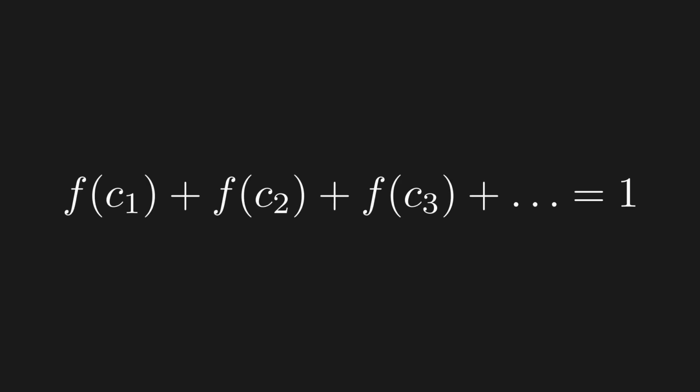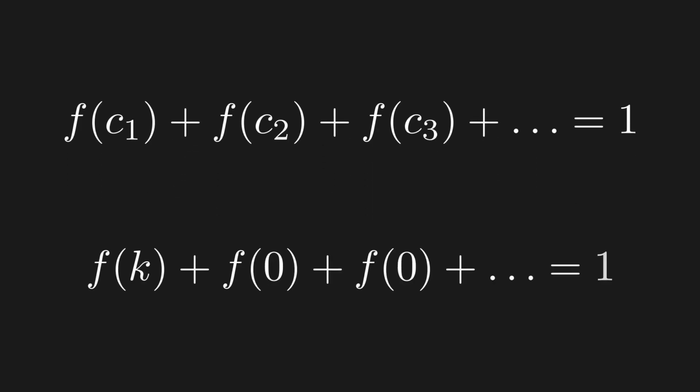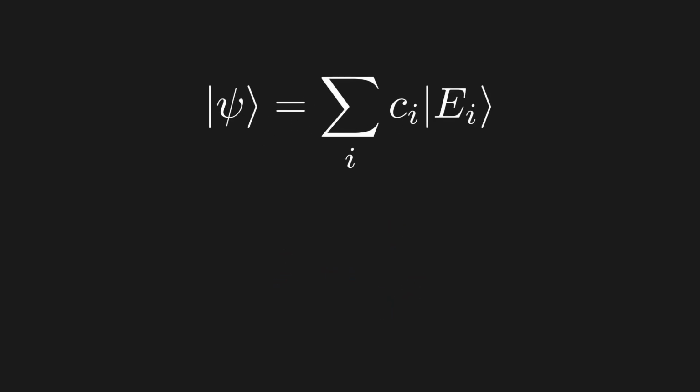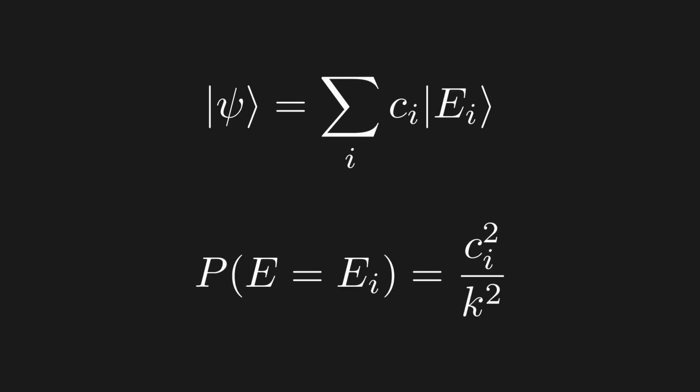To figure out the other constant of integration, let us look at condition 1 again. Let's assume that C1 takes the maximum value k, and therefore all the other coefficients have to be 0. Since we showed that f of 0 is 0, this implies that f of k must equal 1. Plugging in this condition will tell us that lambda must equal 2 divided by k squared. And therefore we have our final result. Given the eigenstate expansion, the probability associated with that eigenstate must be equal to the coefficient squared divided by k squared, which remember is just the length of our quantum state.